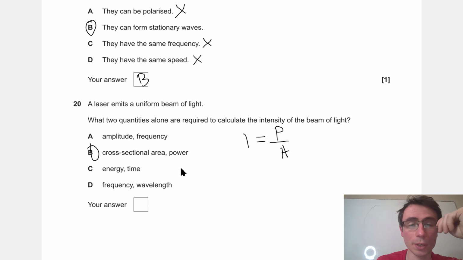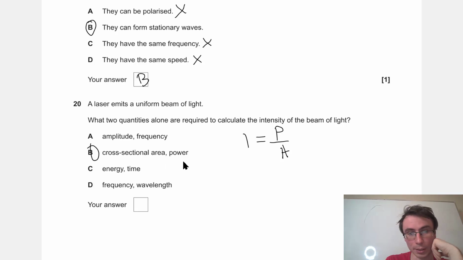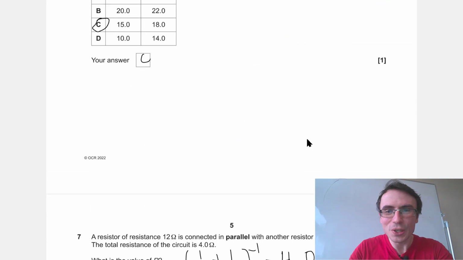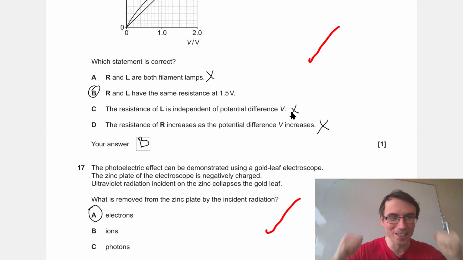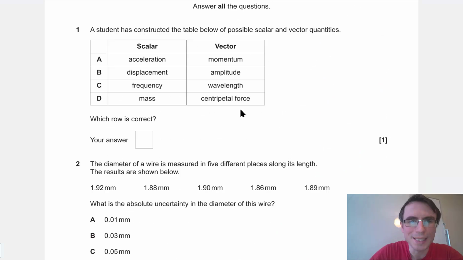Let's just check for a little trick. I don't want to make a mistake right at the end. Energy and time. Well, we still need the area for the actual intensity of the beam of light. Frequency and wavelength. Yeah, I'm just gonna go for B. So my first set of questions, after having marked them, they're all correct so far. Yes. Okay, let's move on to the next paper.